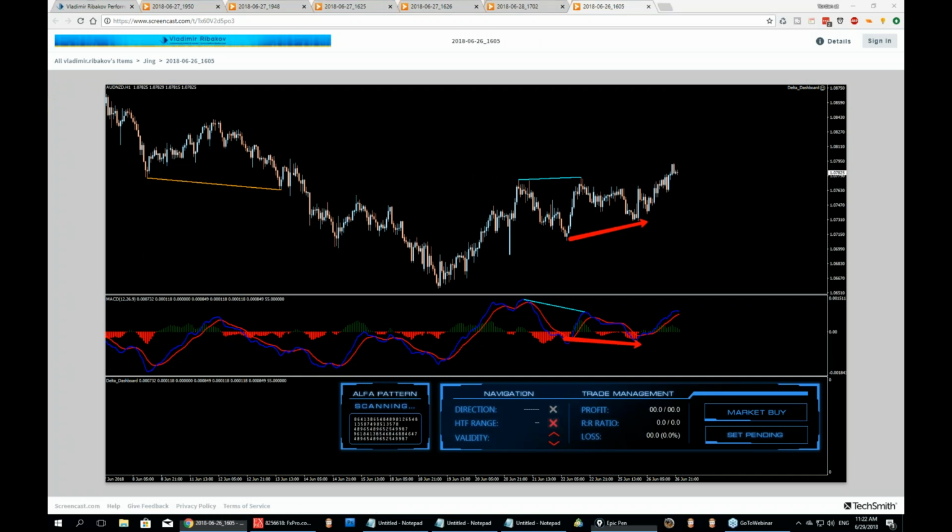Aussie Kiwi also provided a hidden divergence. Okay, well, not the best one, still something we can consider. So it definitely does look good.